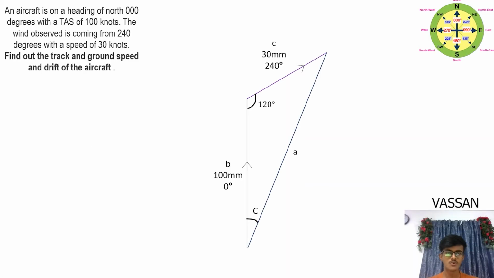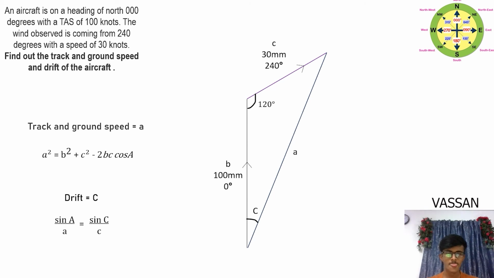An aircraft is on a heading of north 0 degrees with a TAS of 100 knots. The wind observed is coming from 240 degrees with a speed of 30 knots. In this case, to find the ground speed, we're going to use a squared equals b squared plus c squared minus 2bc cos A. To find drift, it is sin A over a equals sin C over c.